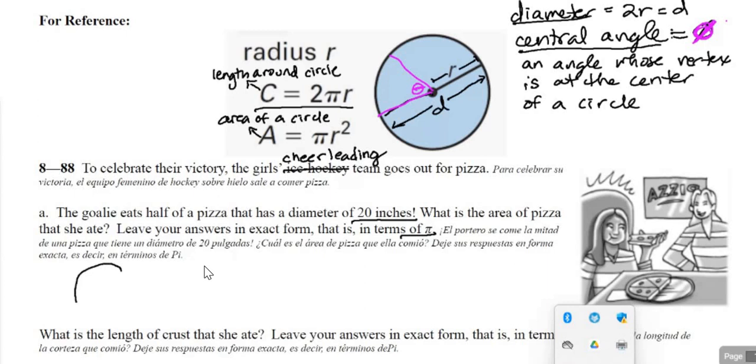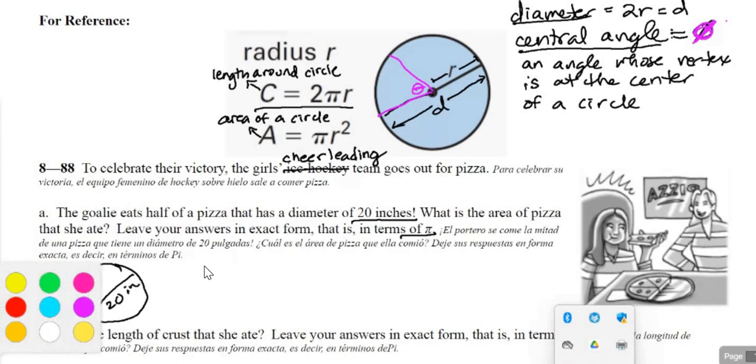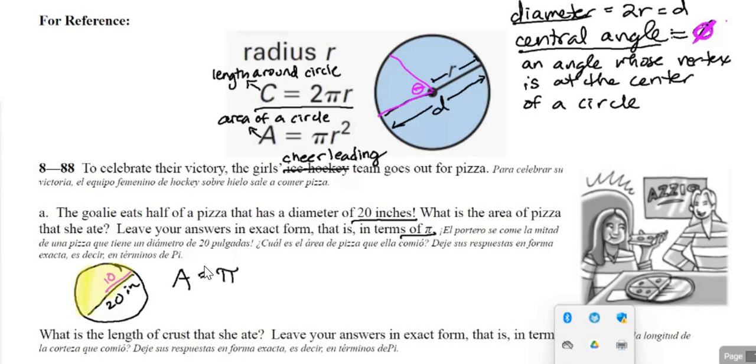Okay, so let's draw this circle. The diameter is 20 inches, meaning the radius is 10 inches. And she ate this half. What is the area? Well, the area for the whole circle is pi r squared. I want to make sure I put r in. R is 10.